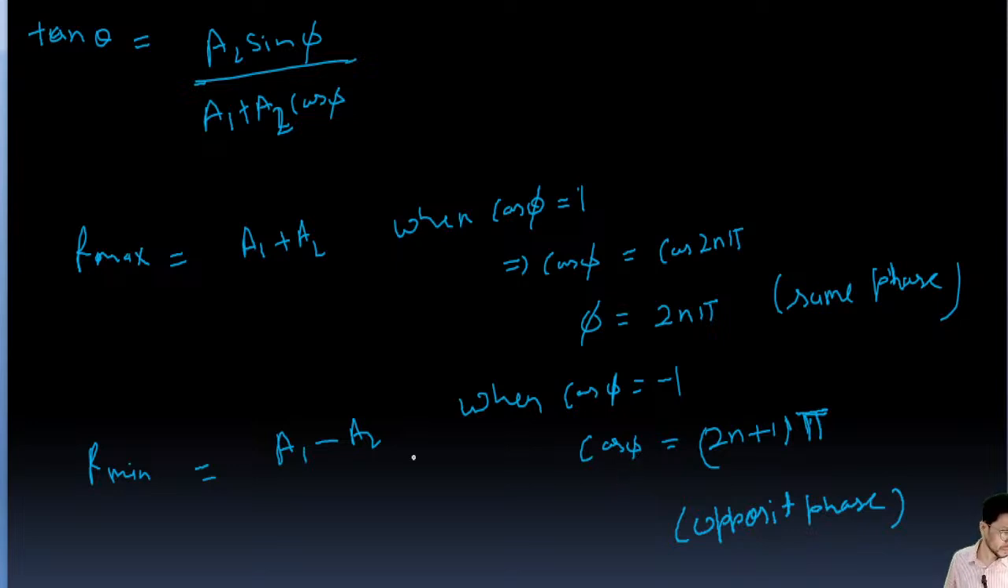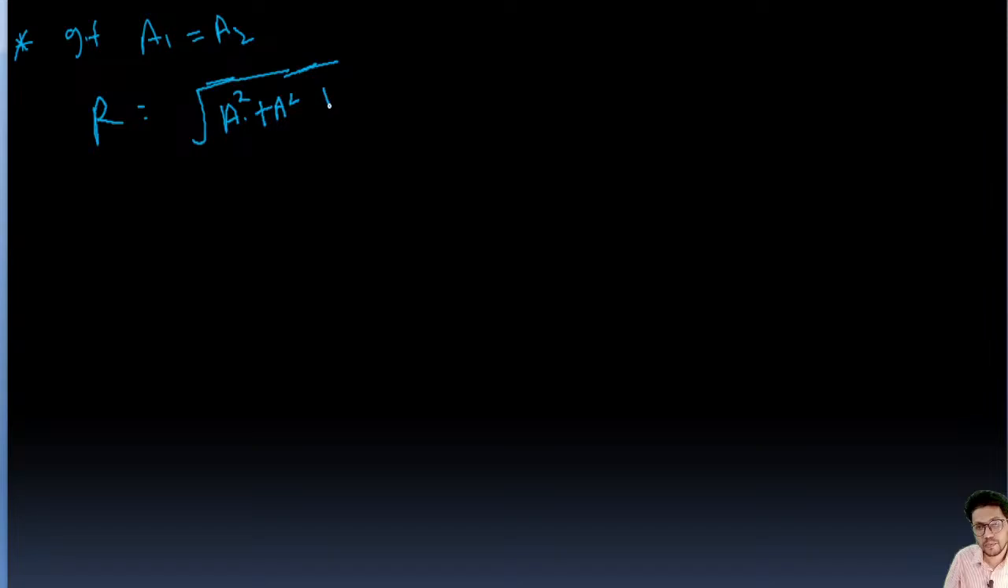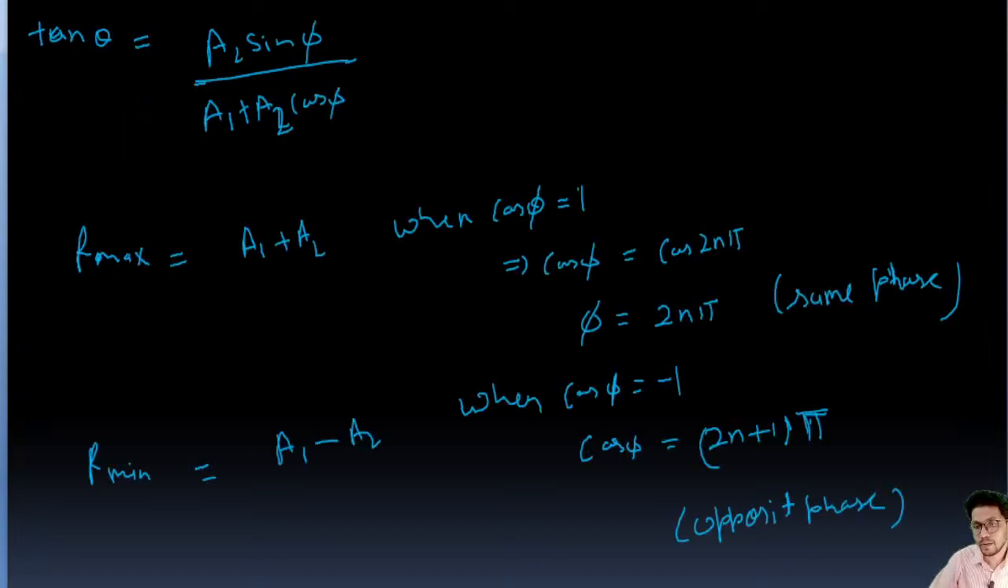Now next point: if a1 equals a2, that is, the amplitudes of the two waves are equal, then the resultant r is going to be root of a square plus a square plus 2 a1 a2.